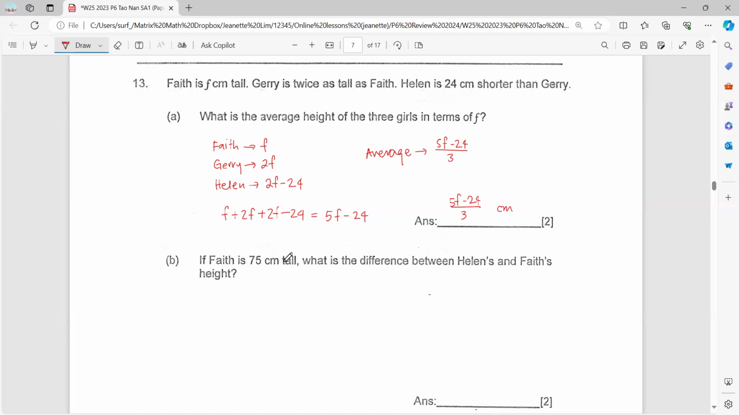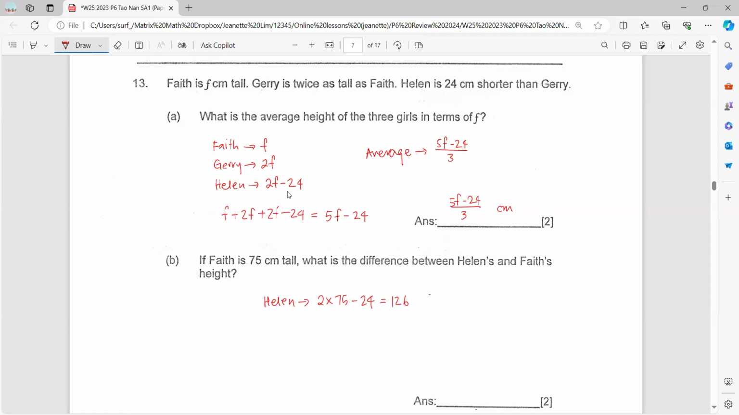Next, if Faith is 75 cm tall, what is the difference between Helen's and Faith's height? Okay, so if Faith is 75 means F is 75. Okay, you want to find the difference between Helen and Faith. Faith is 75, Helen's height is 2F minus 24. So we bring in the value of F, which is 75. So 2F is 2 times 75, then minus 24.